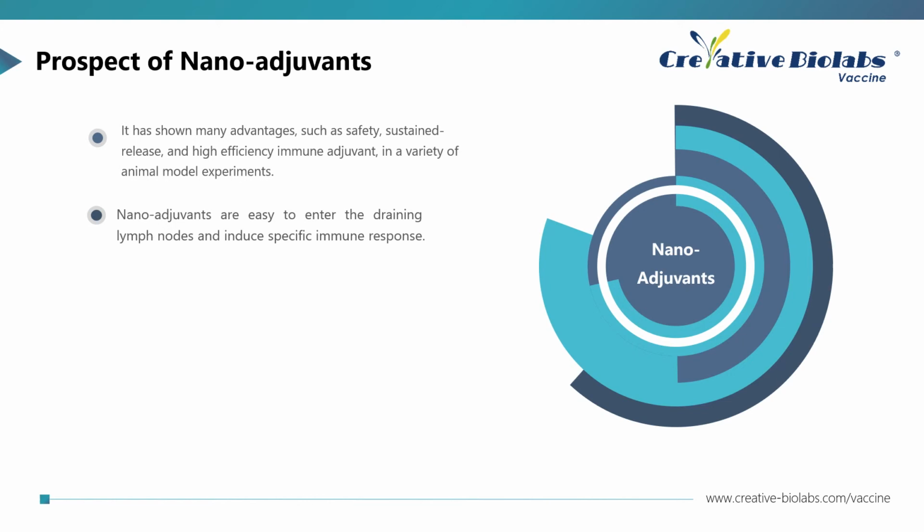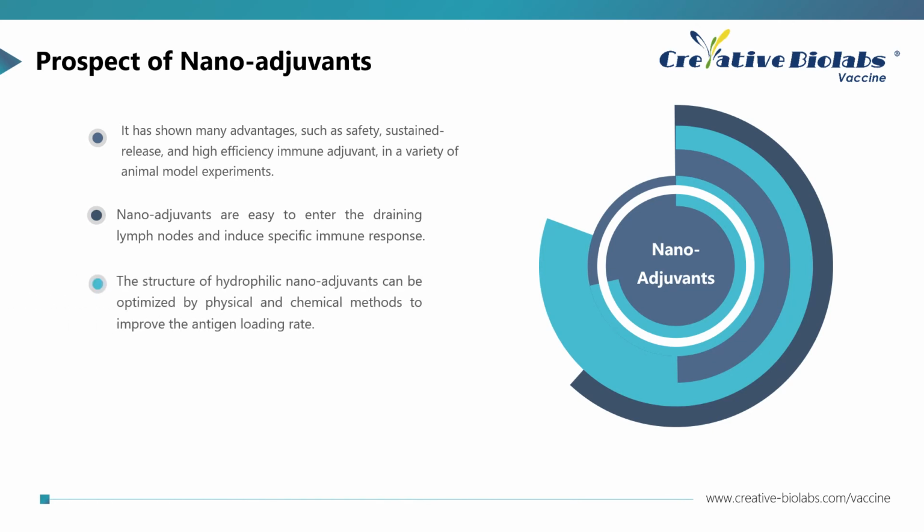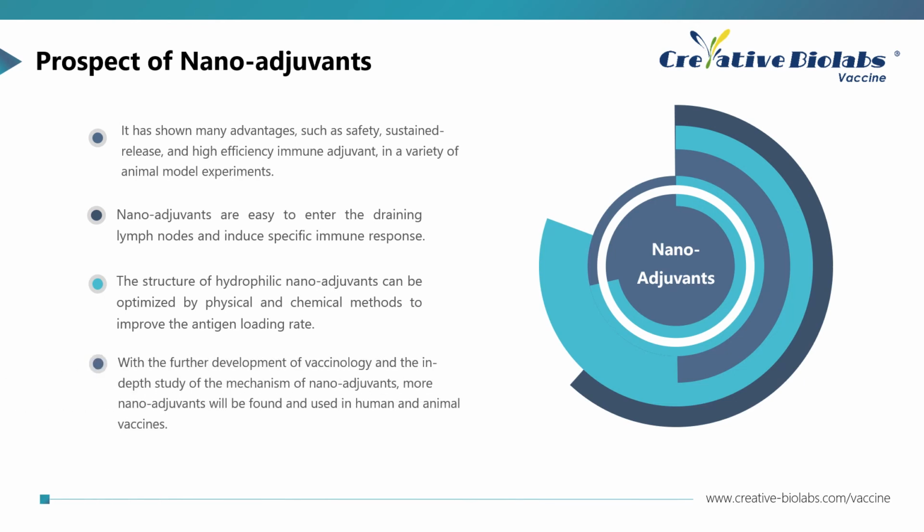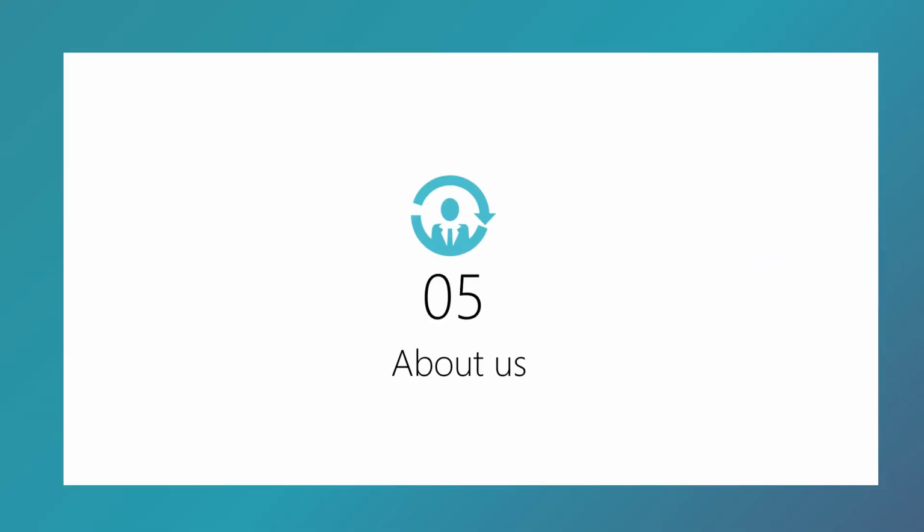In addition, since hydrophobic nanoadjuvants can induce a more efficient immune response than hydrophilic nanoadjuvants, the structure of hydrophilic nanoadjuvants can be optimized by physical and chemical methods to improve the antigen loading rate. With the further development of vaccinology and the in-depth study of the mechanism of nanoadjuvants, more nanoadjuvants will be found and used in human and animal vaccines.